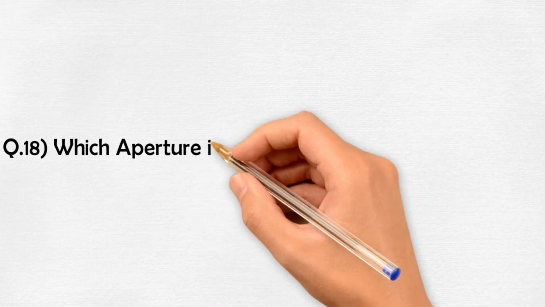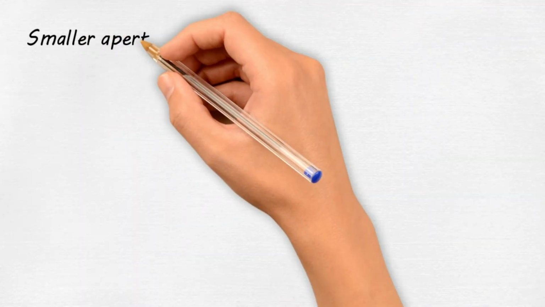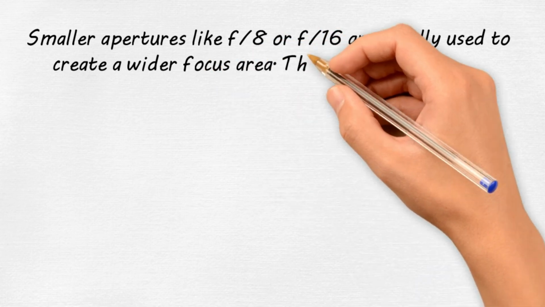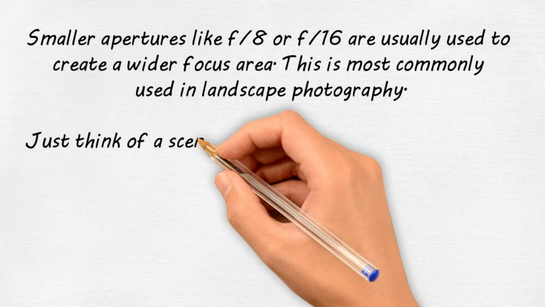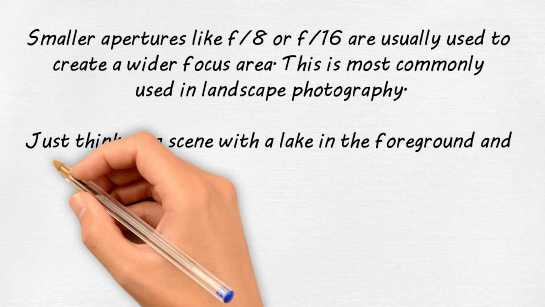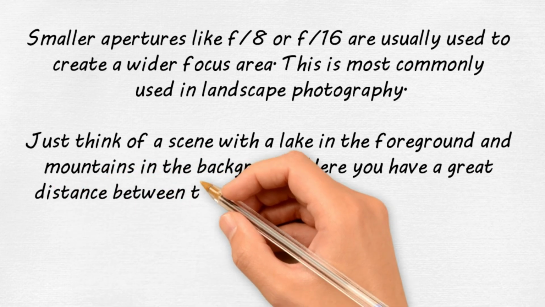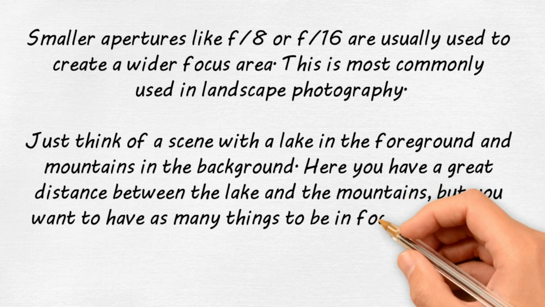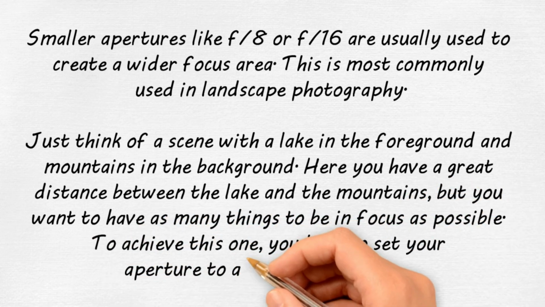Question number 18. Which aperture is best for landscape photography? Smaller apertures like f/8 or f/16 are usually used to create a wider focus area. This is most commonly used in landscape photography. Just think of a scene with a lake in the foreground and mountains in the background. Here you have a great distance between the lake and the mountains, but you want to have as many things in focus as possible. To achieve this, you have to set your aperture to a high f-stop number.